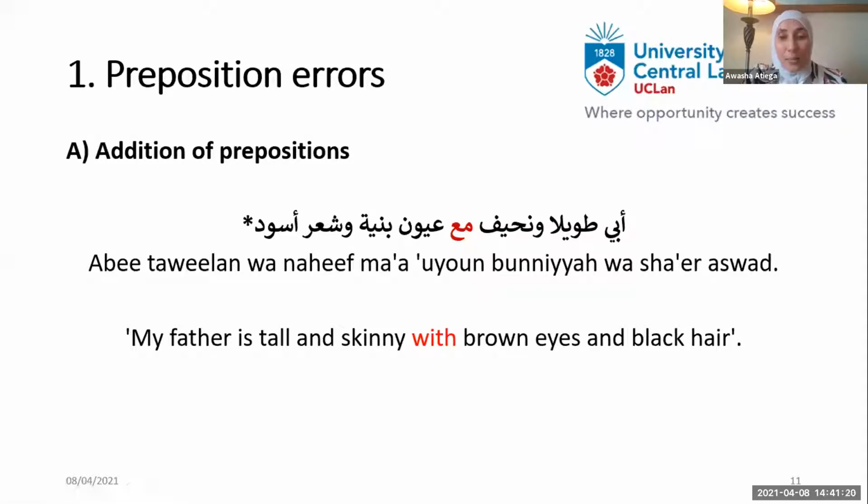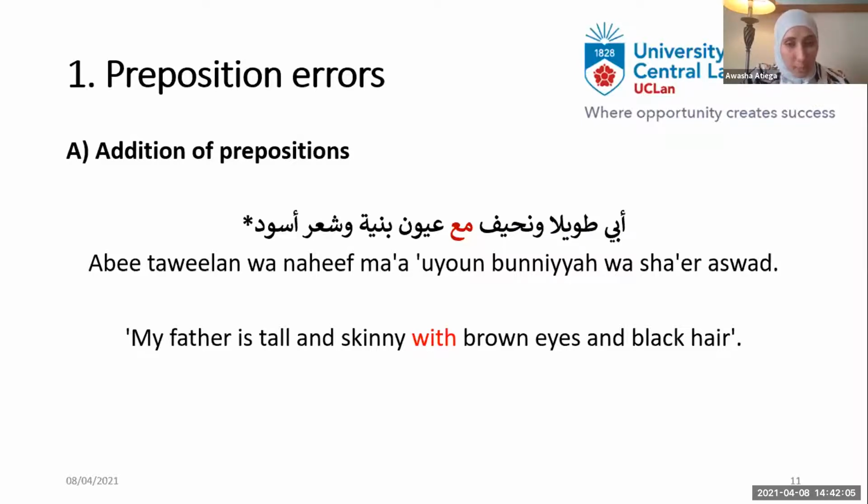Okay. أبي طويلا ونحيف مع عيون بنية وشعر أسود. As we can see here, there is an additional preposition مع that has been misused by this student. In order to discover what causes this error, a comparison between Arabic and English was made, and interestingly, we have found that this deviant pattern has an equivalent in English. This can be shown in the corresponding English example: My father is tall and skinny with brown eyes and black hair, where the corresponding word for with is ma'a. Based on this contrast, the native language seems to be the main cause for such an error.